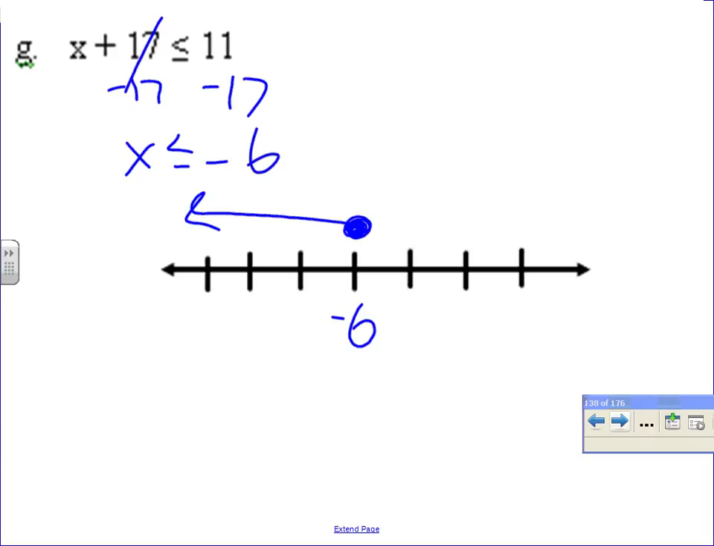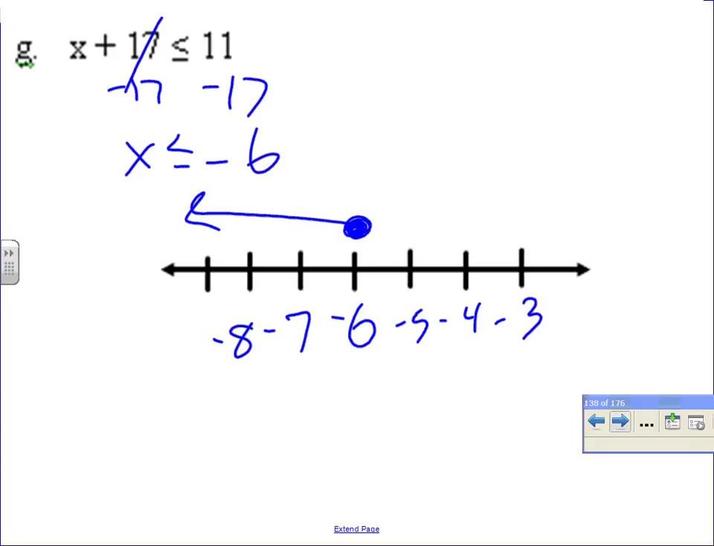Alyssa, what number goes on this side? Good job. Jeremy, what number goes on this side? Good job. Negative 5 and negative 4. Be very careful with how you're labeling the number line so that it gets bigger to the right, smaller to the left. Okay, any questions on those two?